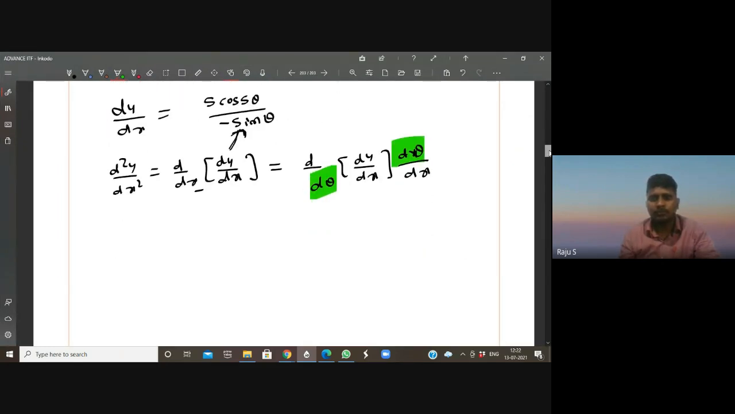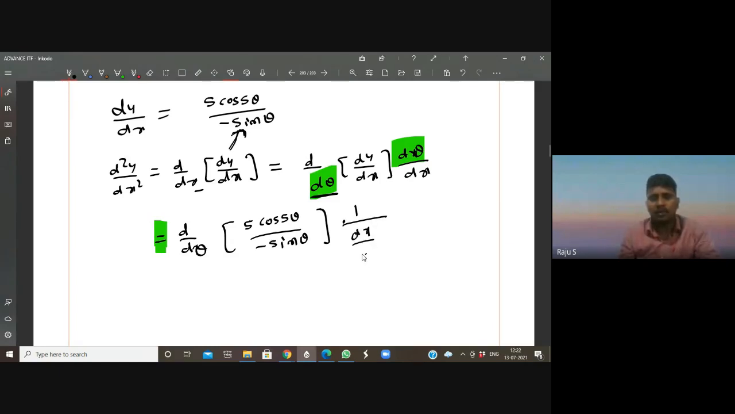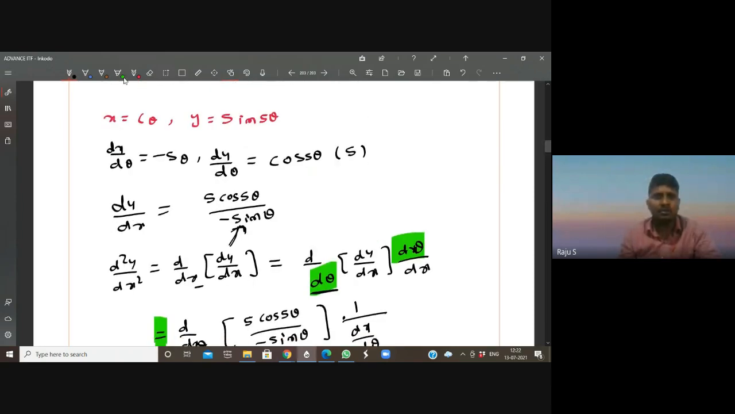Now you have to replace the values. So here it is d by d theta of 5 cos 5 theta by minus sin theta into d theta by dx. I want to write d theta by dx as 1 by dx by d theta, since we know that dx by d theta is minus sin theta. Yes, you can write.